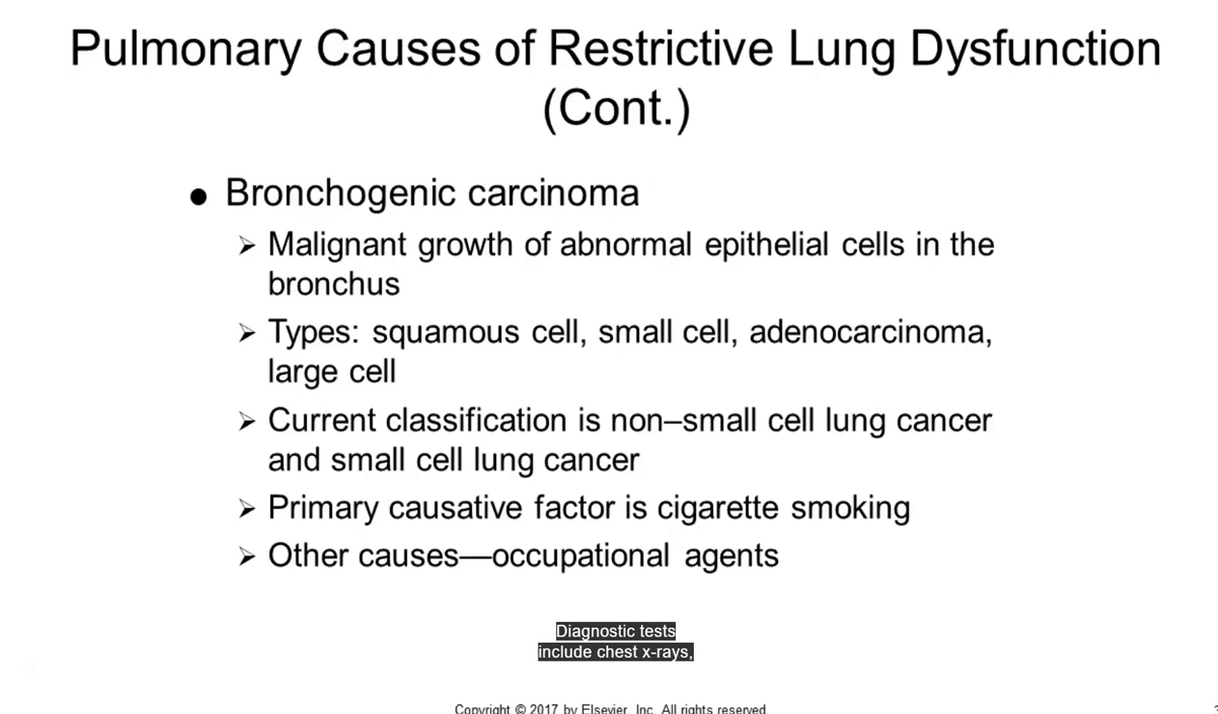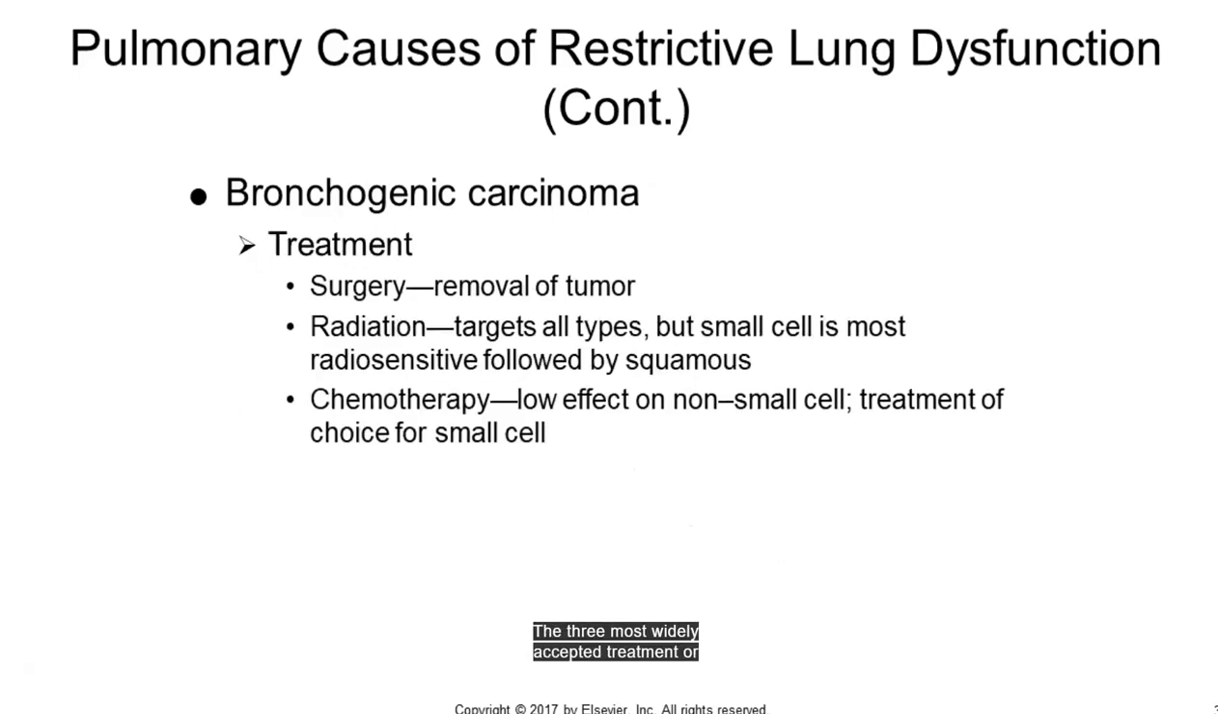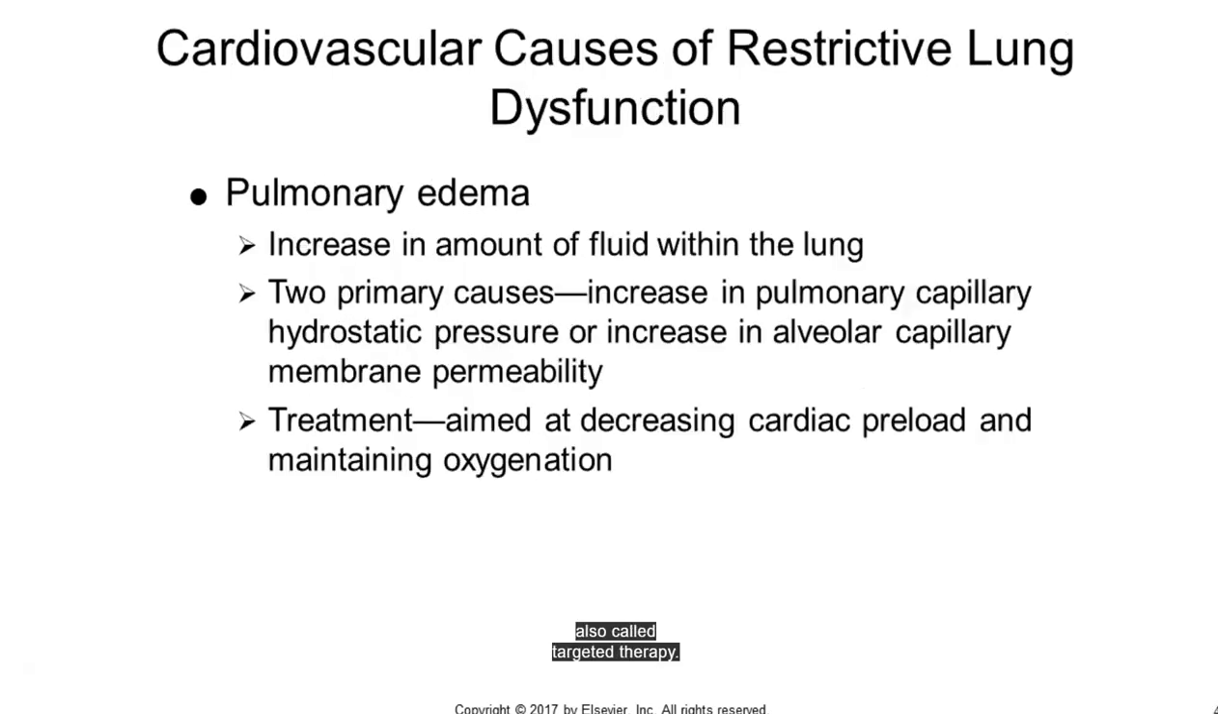Diagnostic tests include chest x-rays, PET and CT scans, which can show smaller lesions and metastases, bronchoscopy, transbronchial needle biopsy, thoracentesis, video-assisted thoracoscopy, and open lung biopsy. The three most widely accepted treatments are surgery, radiation, and chemotherapy. Newer treatments include immunotherapy, also called targeted therapy.